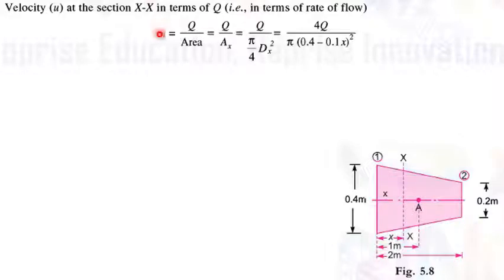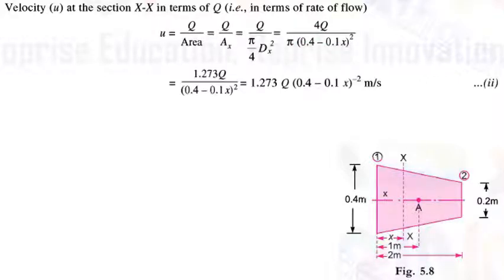Okay, velocity is given by discharge or rate of flow divided by area. This is the same equation of rate of flow or discharge, which is given by the product of area and velocity. So velocity is Q by A(x), that is the area of cross section of pipe at section x, which again is Q by pi dx square by 4, that is 4Q by pi into (0.4 minus 0.1 into x) the whole square. Finally we get 1.273 Q into (0.4 minus 0.1 into x) the whole raised to minus 2 meters per second.